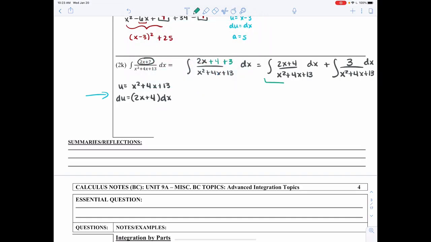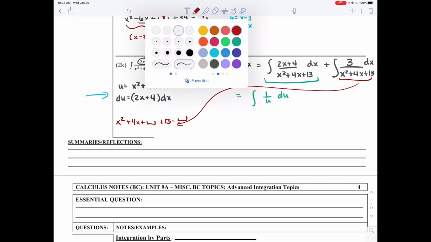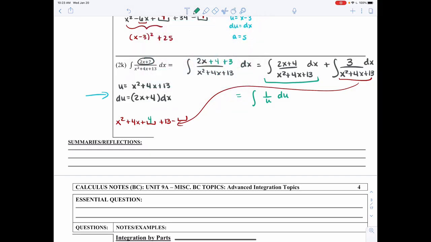Now the integral on the left is u subbable. It's going to be 1 over u du. But the integral on the right is going to require just some more work. So we're going to take this over here, and we're going to complete the square with it. 4 cut in half is 2. 2 squared is 4. So that's going to be a positive 4. This is going to be a negative 4. Factoring this, I get x plus 2 squared, and 13 minus 4 is 9. So rewriting my second integral, let's take the 3 to the outside. I now have 1 over x plus 2 squared plus 9 dx.